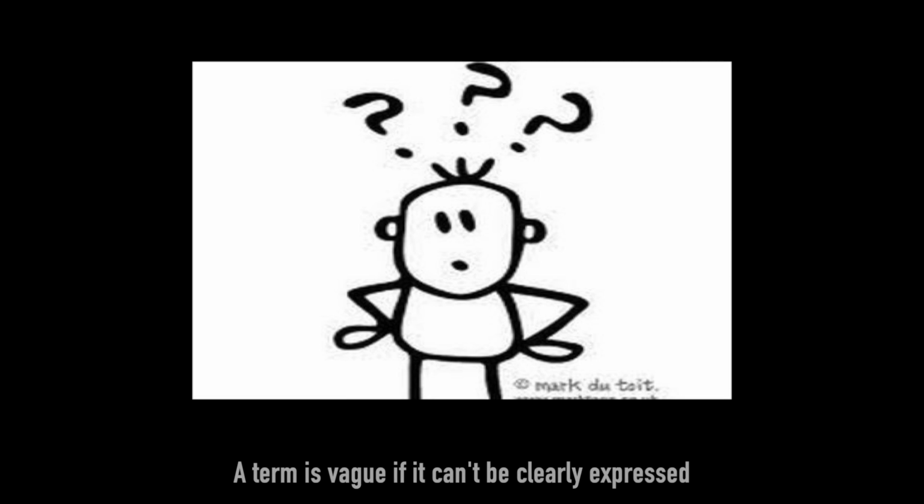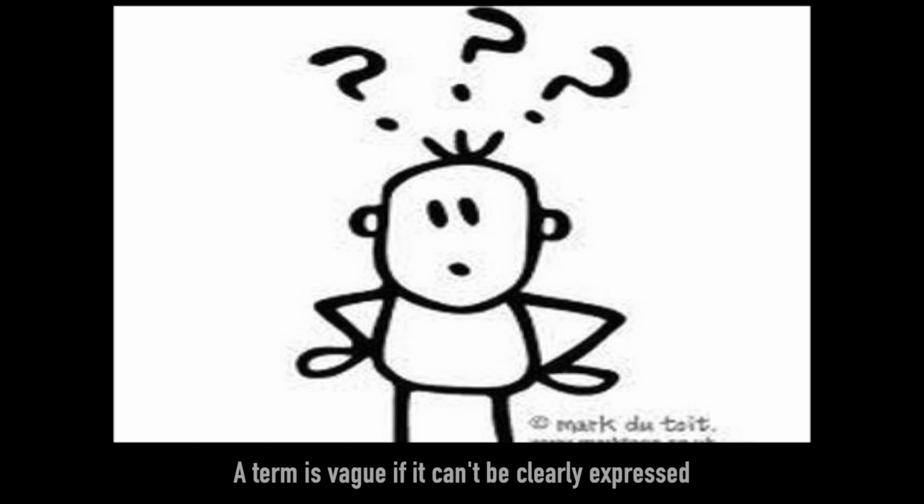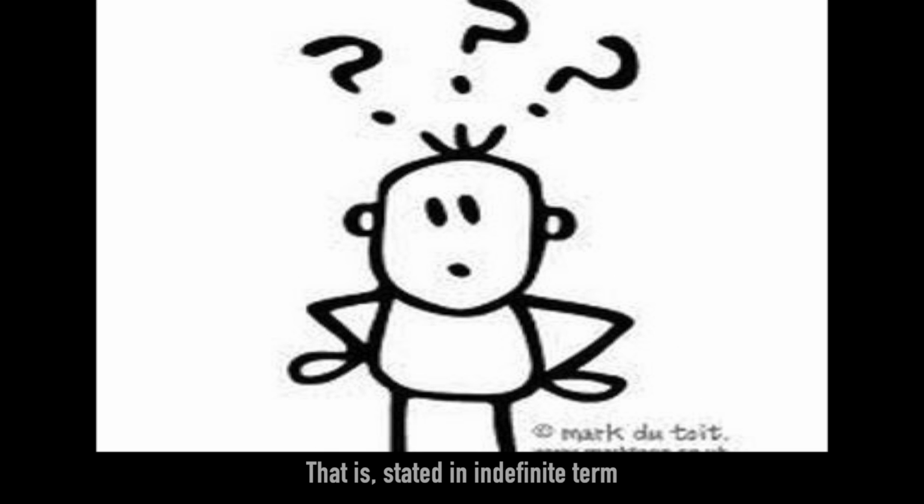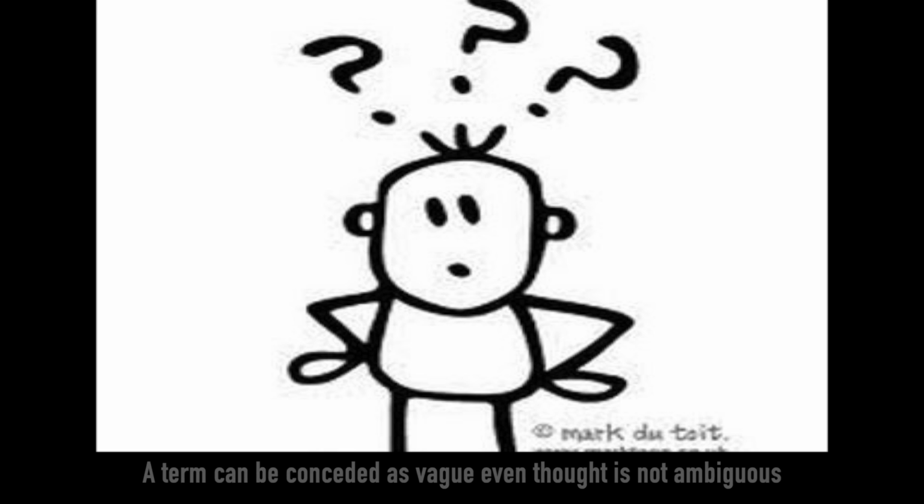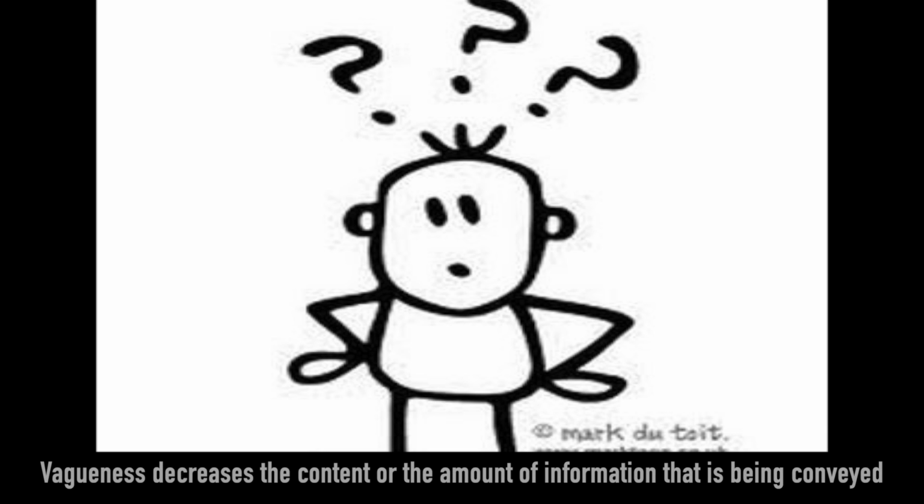My name is Kate Noviku. A term is vague if it can't be clearly expressed, that is, stated in indefinite terms or not having a precise meaning. A term can be considered as vague, even though it is not ambiguous. Vagueness decreases the content or the amount of information that is being conveyed.